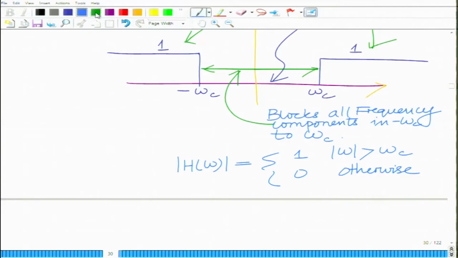So once again you will have transition bands from the stop bands to the pass band. These are your transition bands in a non-ideal filter, and we would like to make these transition bands very narrow.